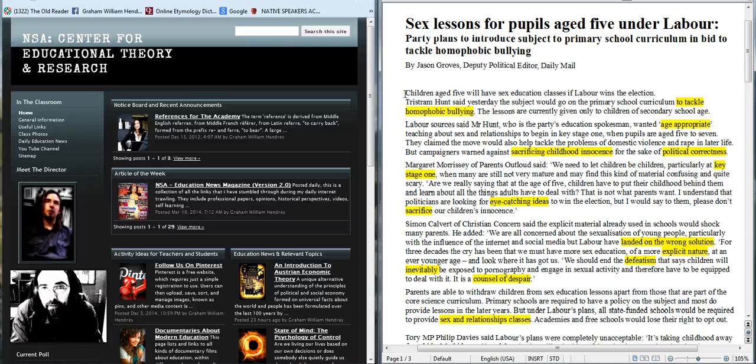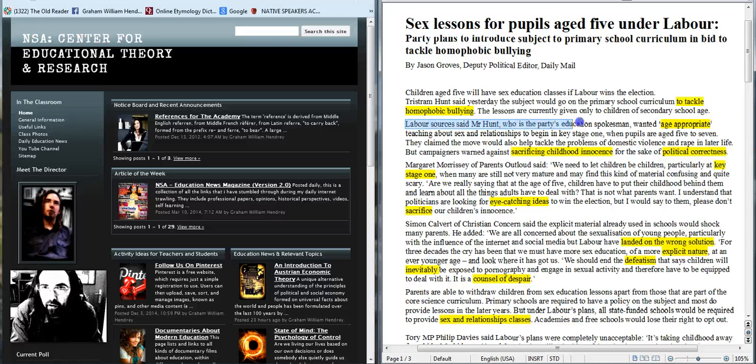Shall we begin? Children aged 5 will have sex education classes if Labour wins the election. Yay, vote Labour. Tristram Hunt said yesterday the subject would go on the primary school curriculum to tackle homophobic bullying. The lessons are currently given only to children of secondary school age, but obviously that's not enough for them.